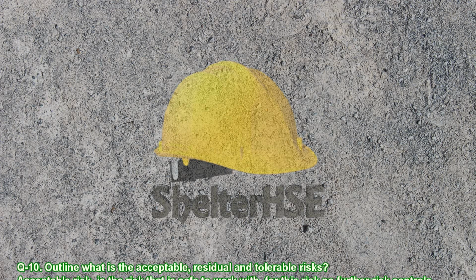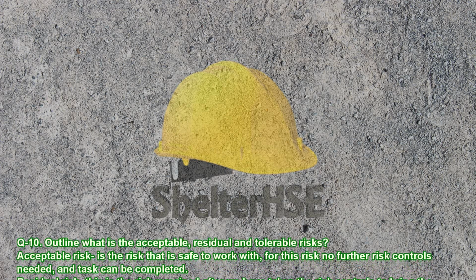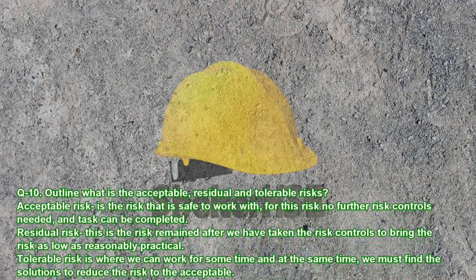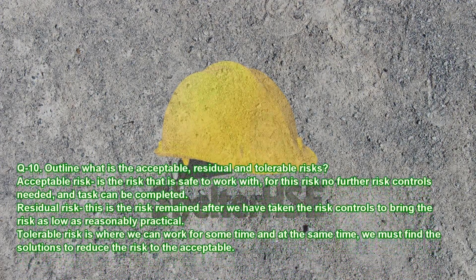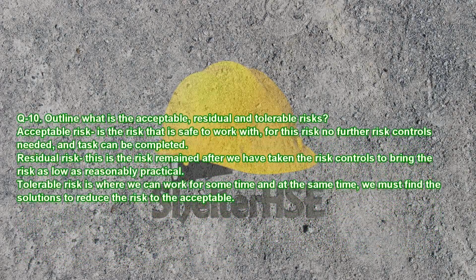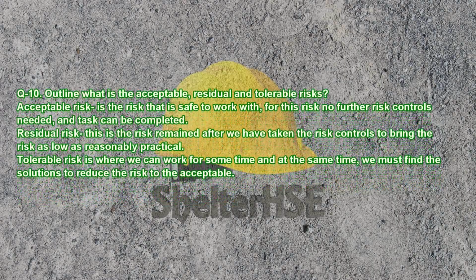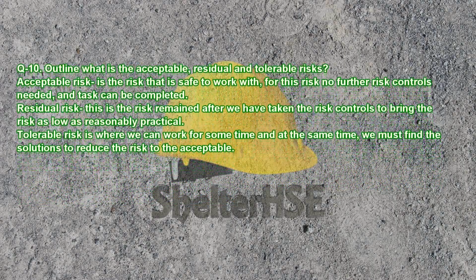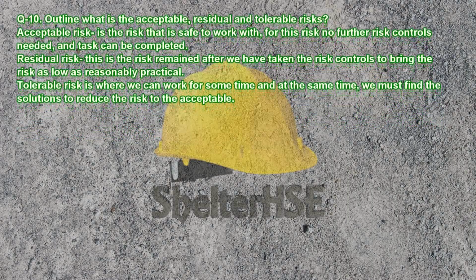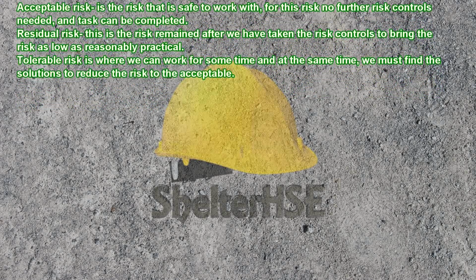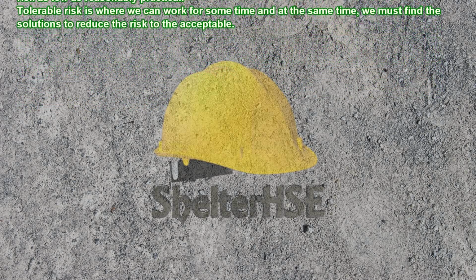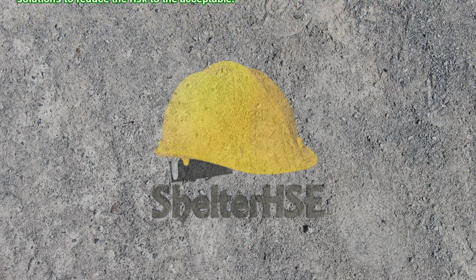Question 10. Outline what is the acceptable, residual and tolerable risks. Answer. Acceptable risk is the risk that is safe to work with. For this risk no further risk controls are needed, and the task can be completed. Residual risk. This is the risk remaining after we have taken the risk controls to bring the risk as low as reasonably practical. Tolerable risk is where we can work for some time and at the same time, we must find the solutions to reduce the risk to the acceptable.